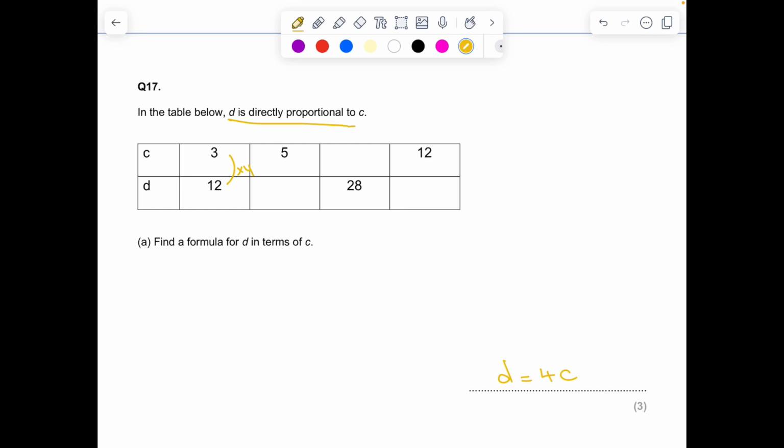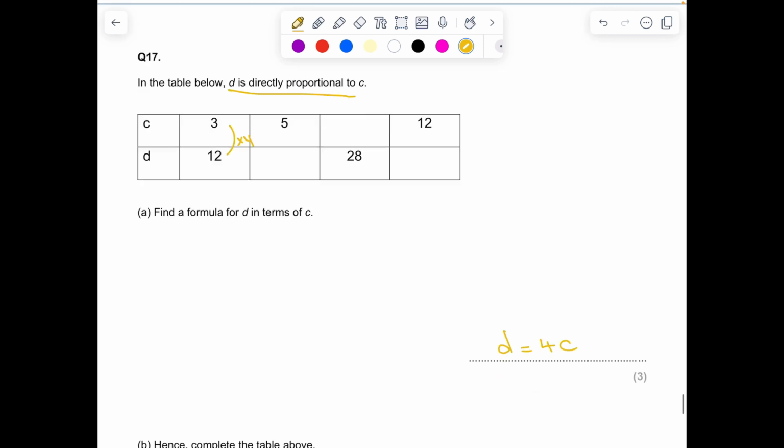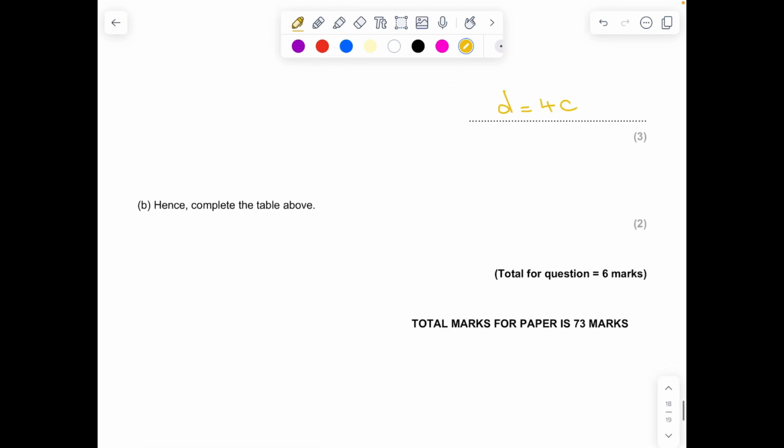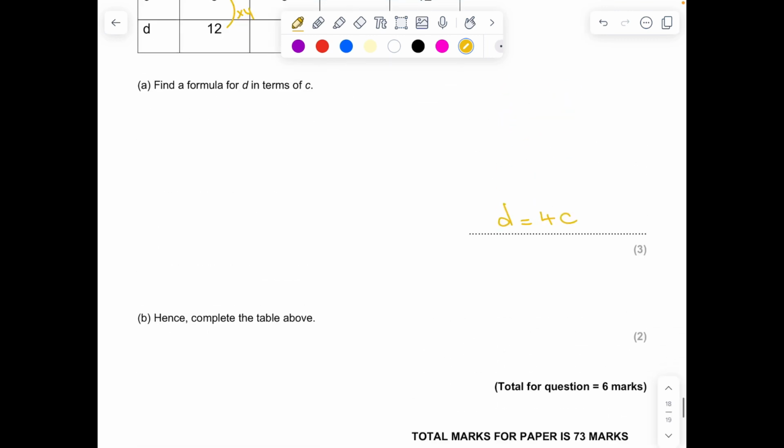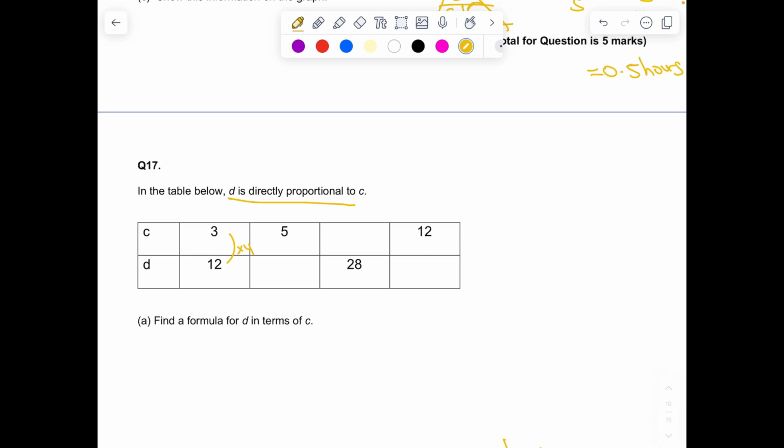And then, because we now know that, to fill this in, the last 2 marks is to fill this table in. We're just going to multiply by 4 to get 20 here. If we're working back the other way, we're going to divide by 4, so that must be 7. And then here, times by 4 to give me 48. And so that would fill that in.